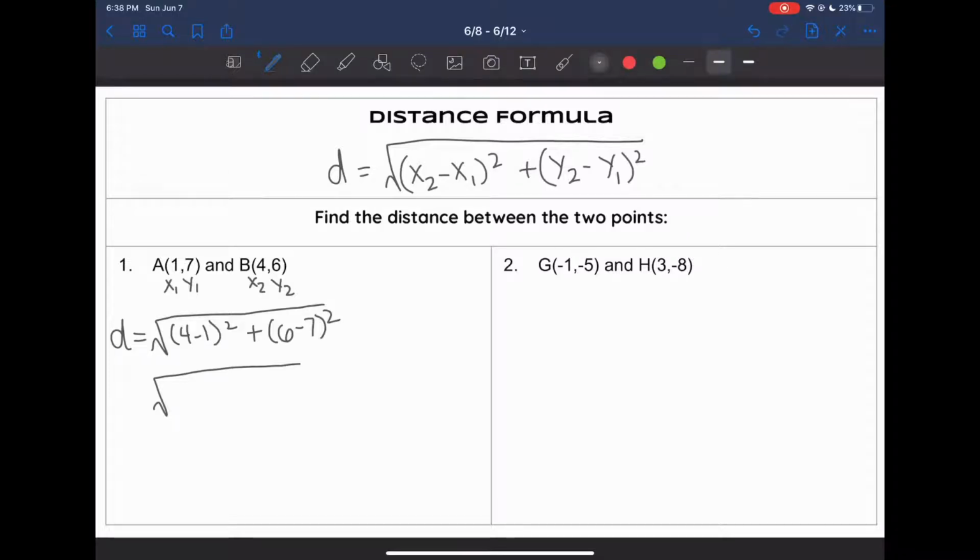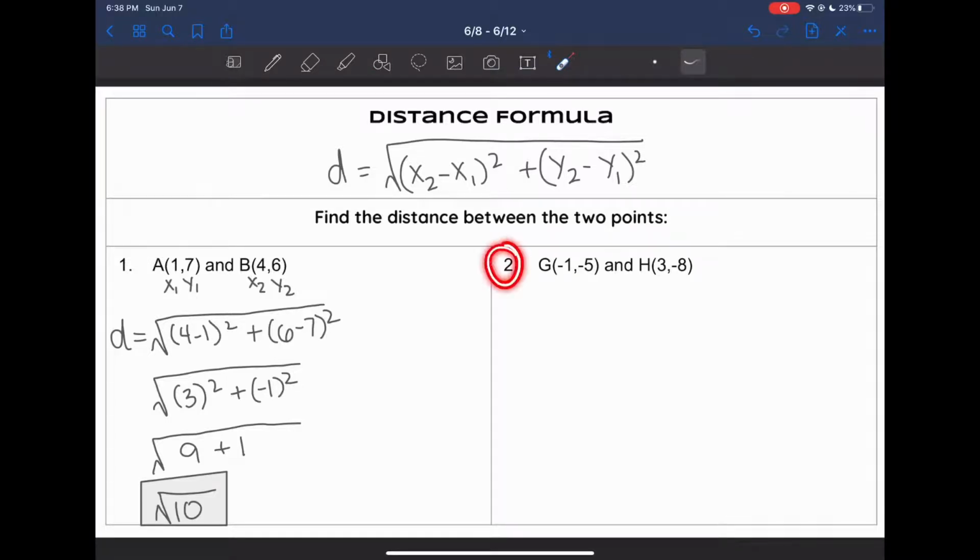4 minus 1 is 3, and 6 minus 7 is -1. 3 squared is 9, and -1 squared is +1. So we have the square root of 10, and that is the distance between the 2 points. We can put an approximation in if you would like, or you can leave it in radical form.